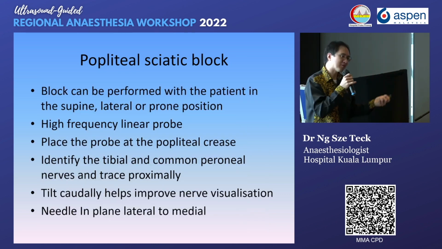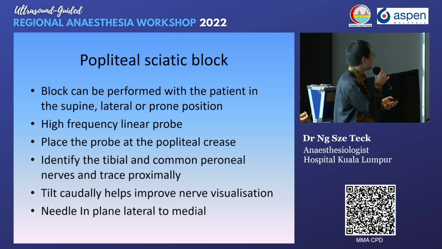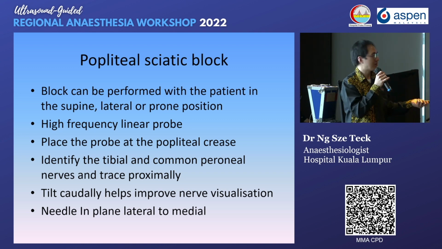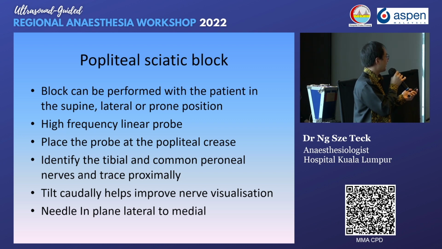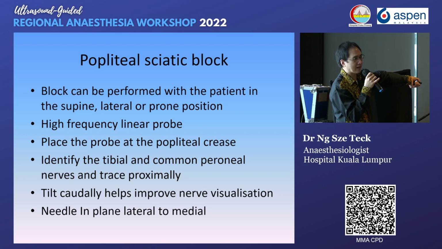So this block you can perform with the patient in the supine, prone, or lateral position. Okay, you can use a high frequency linear probe, and you start at the popliteal crease. Then you identify the structures, and you tilt. One of the techniques to help you identify the nerve is to tilt the probe caudally.